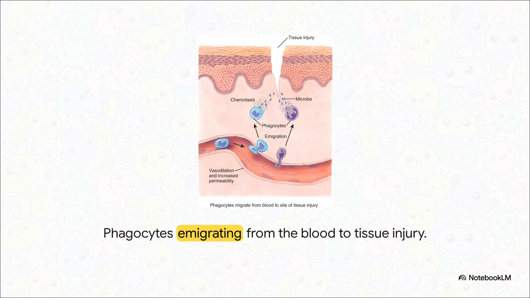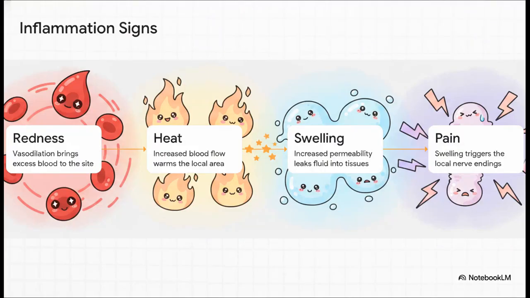And because you have this massive rush of fluid and inflammatory cells flooding the area, you get the 4 classic physical signs of acute inflammation. That vasodilation brings in extra blood, which causes redness and heat. The leaky vessels let fluid seep into the tissues, causing swelling. And then, that swelling, combined with all those chemical mediators, starts pinching the local nerve endings, which gives you pain. So every single symptom has a direct physiological cause. It's basically a chain reaction.